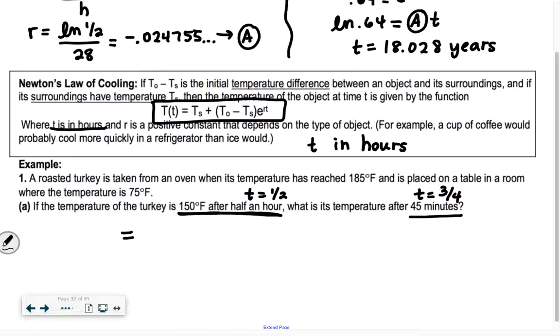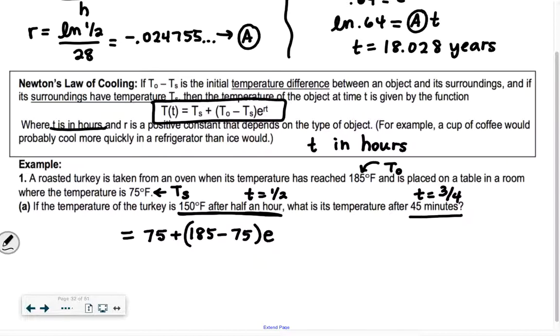Okay, the room is the temperature of the surroundings, which is 75. So as we start putting things in, we have 75 plus, and when we took it out of the oven, it was 185. That's like the initial temperature of the object before it started cooling. So that's our T sub 0. So I'm going to have 185 minus the temperature of the surroundings, which is 75, times e to the r times t.